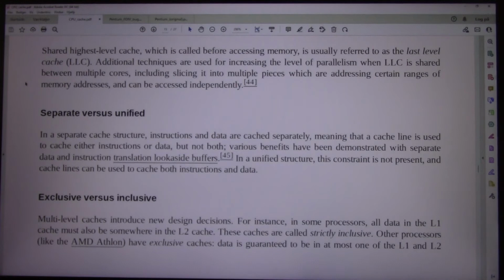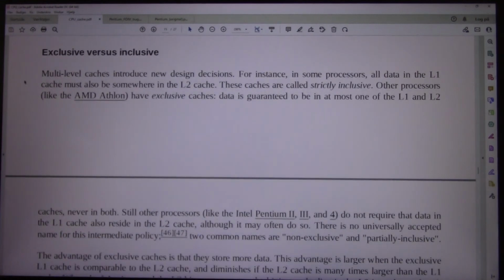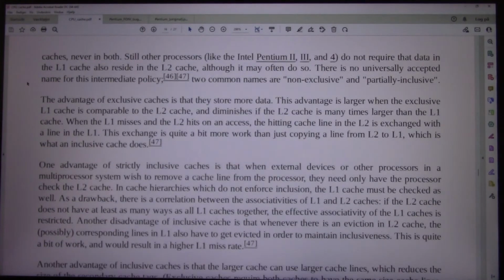In a unified structure, this constraint is not present, and cache lines can be used to cache both instructions and data. Exclusive versus inclusive. Multi-level caches introduce new design decisions. For instance, in some processors, all data in the L1 cache must also be somewhere in the L2 cache. These caches are called strictly inclusive. Other processors, like the AMD Athlon, have exclusive caches. Data is guaranteed to be in at most one of the L1 and L2 caches, never in both.